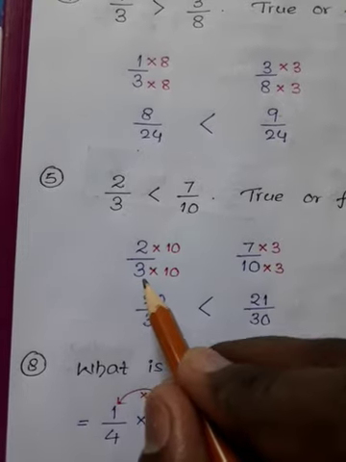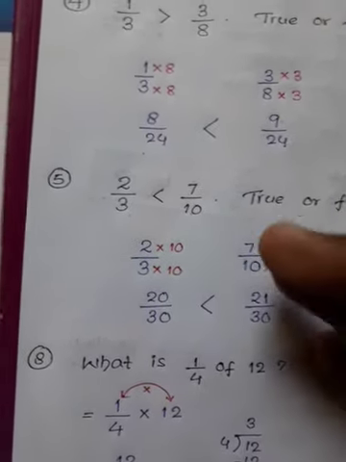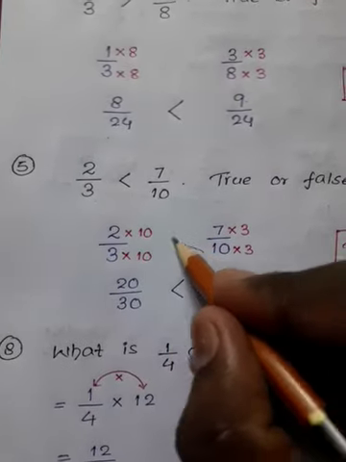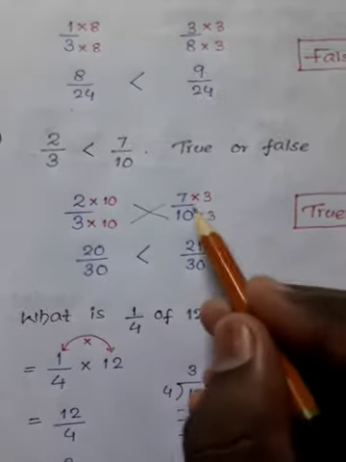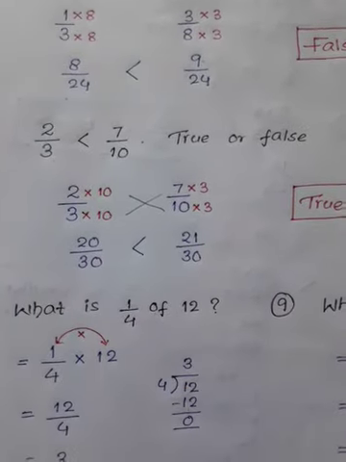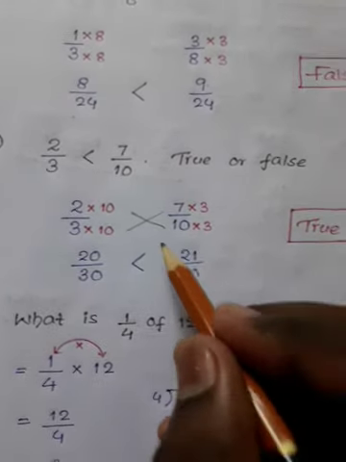Whatever you have as the denominator of the first fraction, that number you have to multiply up and down to the second one, like the opposite, cross multiply. Okay, cross multiply this way. So now 2 into 10 is 20 over 30, 7 3s are 21 over 30. Now the denominators are the same: 20 and 21. Which is the bigger one? 21 is the bigger one. So it's a less than. Here also the symbol is less than, so it is true.